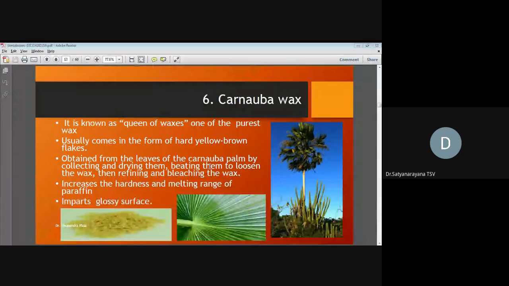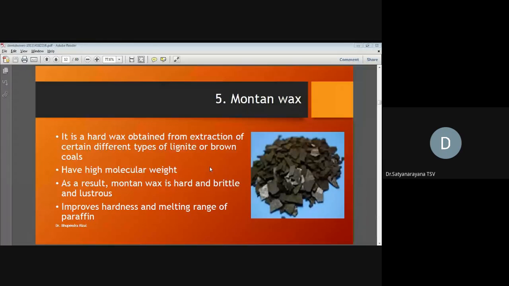Next comes your Carnauba wax, which is a plant wax. It is known as the queen of waxes. One of the purest waxes, it usually comes in the form of hard yellow and brown flakes obtained from the leaves of Carnauba plants by collecting and drying them, beating them to loosen the wax, and then refining and bleaching the wax. It increases the hardness and melting range of paraffin and imparts a glossy surface. So up till here it is mineral waxes obtained naturally.